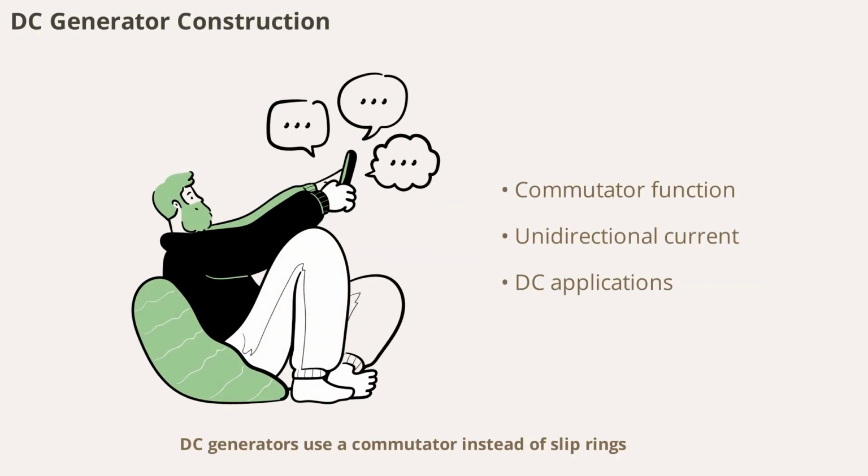DC generators use a commutator instead of slip rings. The commutator reverses the connection of the coil to the external circuit every half turn, ensuring that the output current flows in a single direction. This makes DC generators suitable for applications requiring steady unidirectional current, such as battery charging and electroplating.